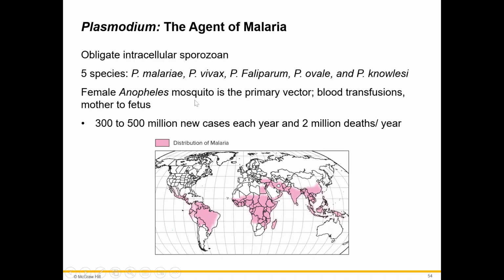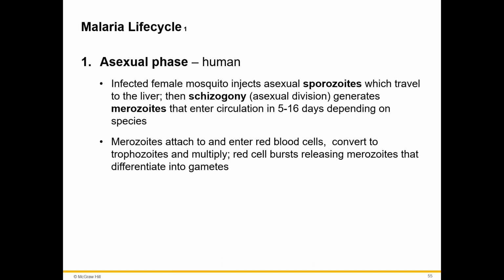These are particular mosquitoes, not in the species Culex where you think of everyday mosquitoes. No, this is particular of Anopheles, which occurs in these more tropical and hotter regions. Okay, we don't see those up here. And so there are 300 to 500 million new cases each year, and we actually have 2 million deaths per year. That's a lot of people, guys.